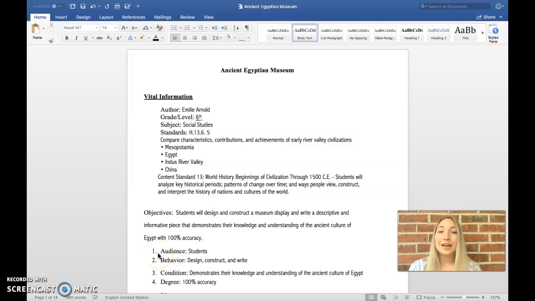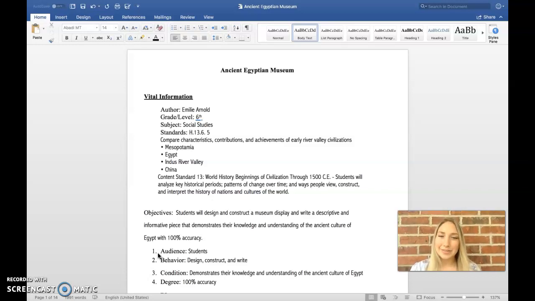So I'm just going to dive straight into this. This is the lesson that I chose. The title is Ancient Egyptian Museum. My name is Emily Arnold, and I'm doing Social Studies, 6th grade.